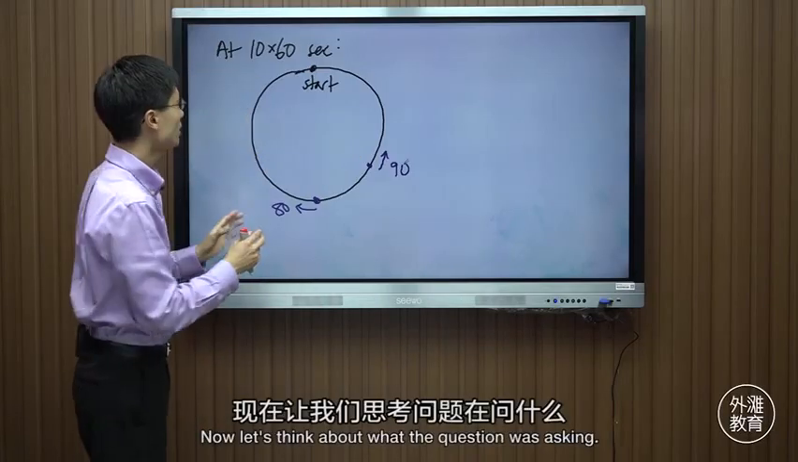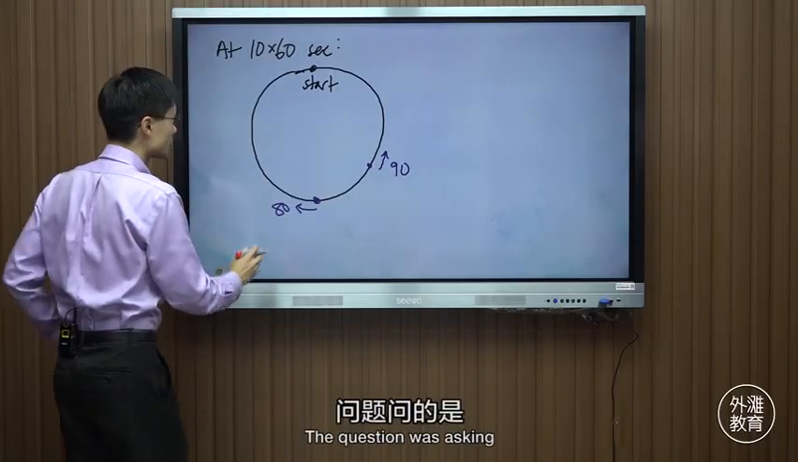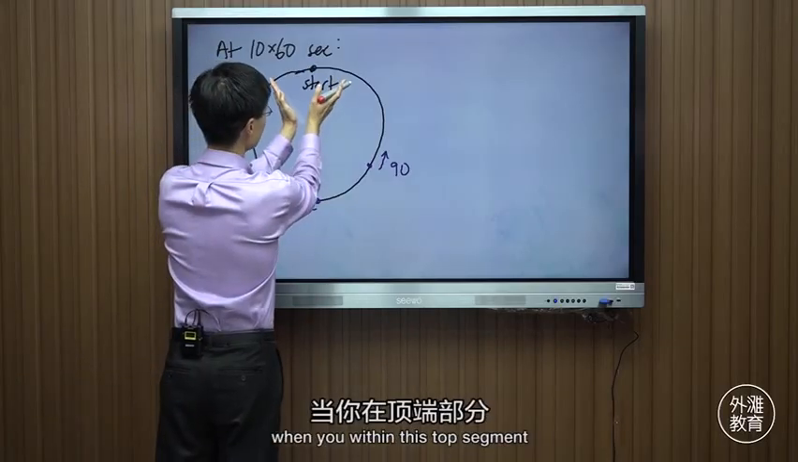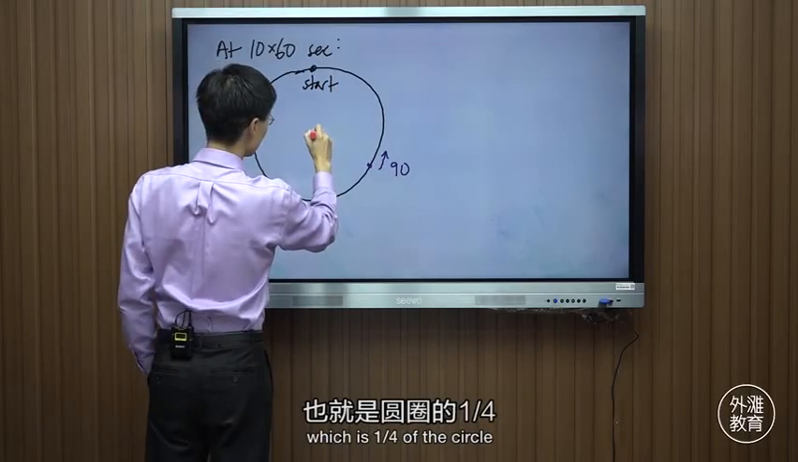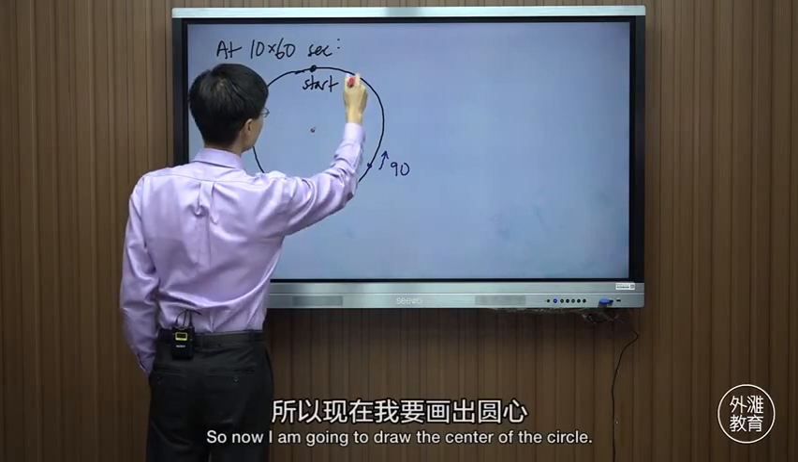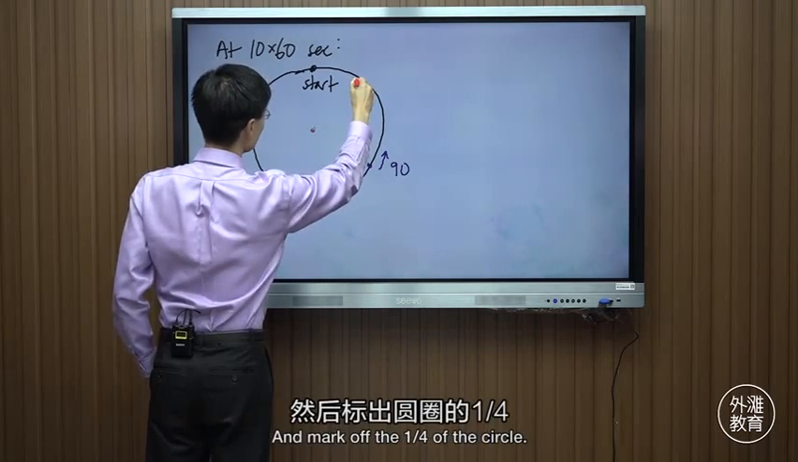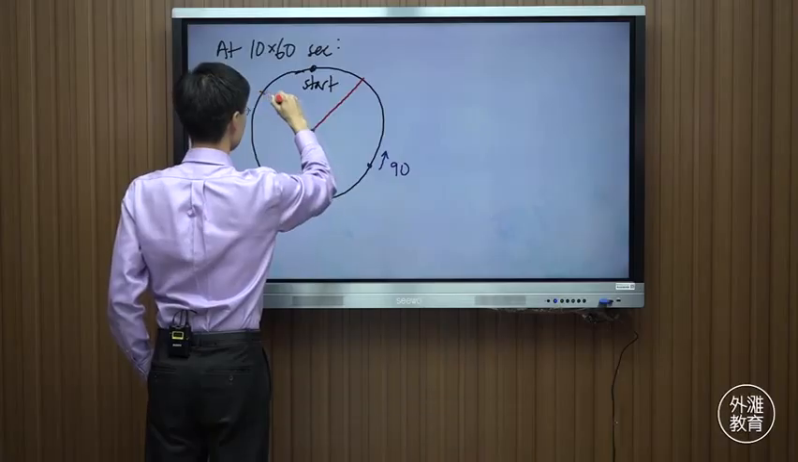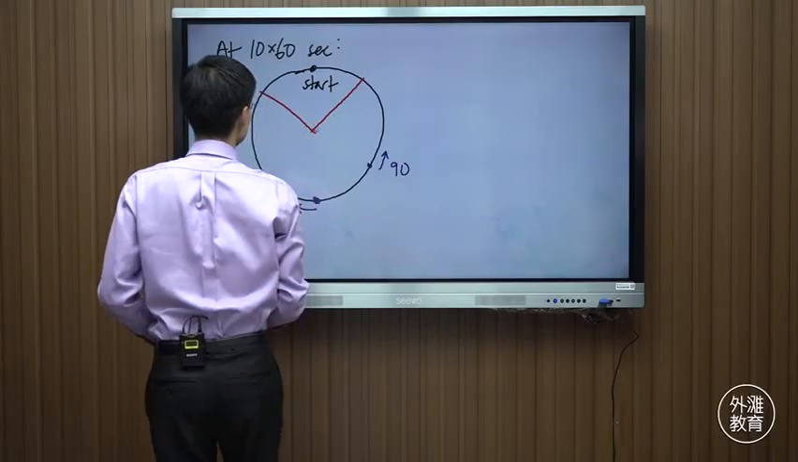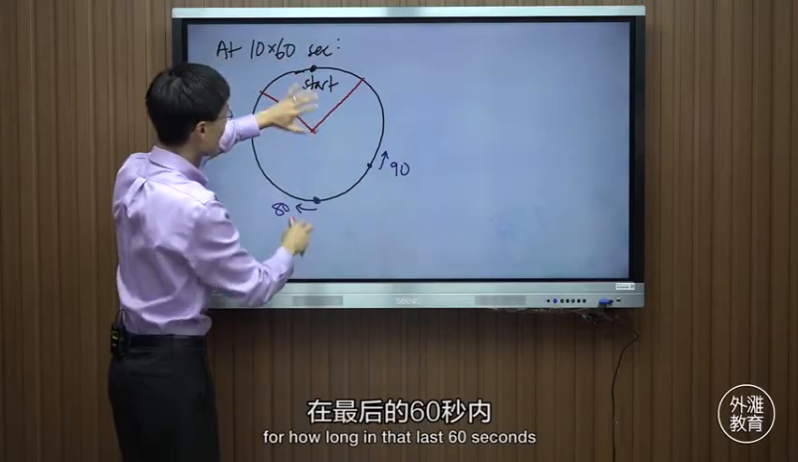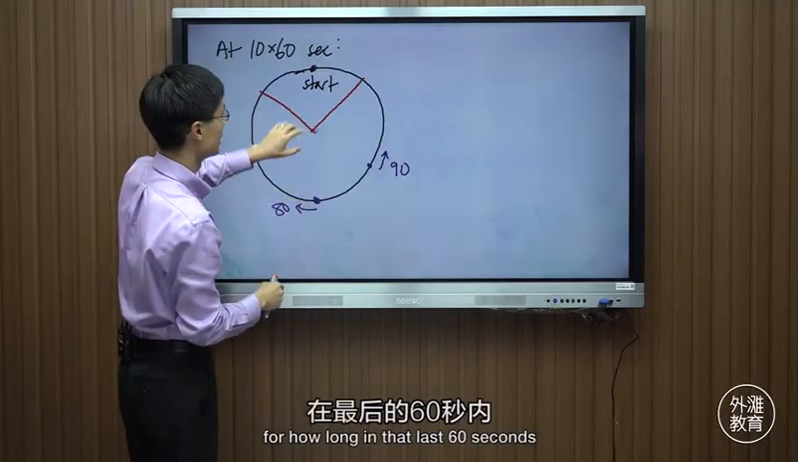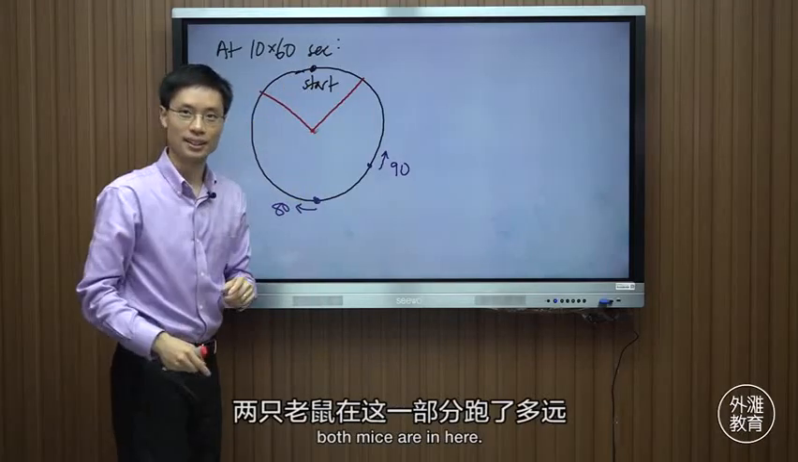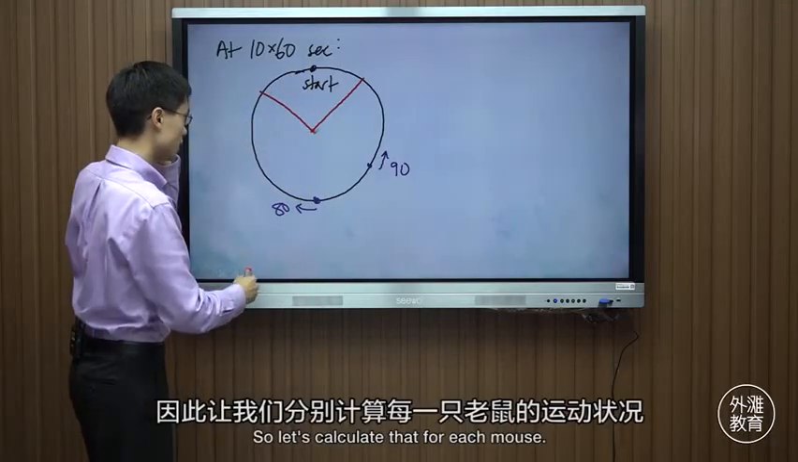Now let's think about what the question was asking. The question was asking when you're within this top segment, which is 1/4 of the circle. So now I'm going to draw the center of the circle and mark off 1/4 of the circle. I want to know for how long in that last 60 seconds both mice are in here.